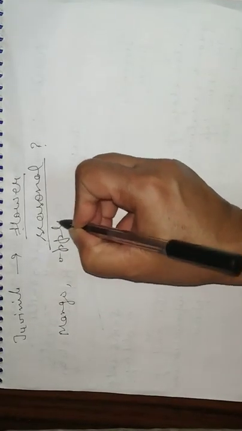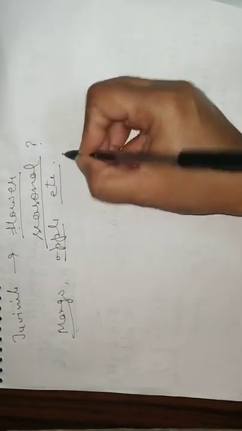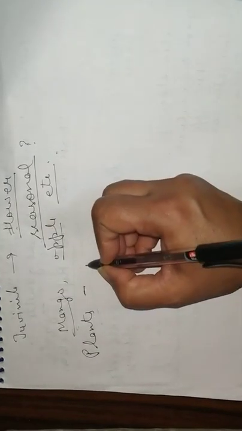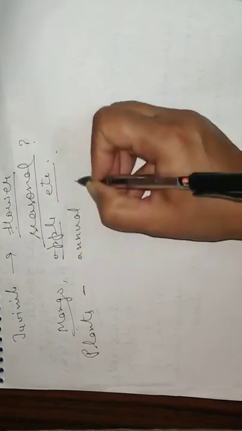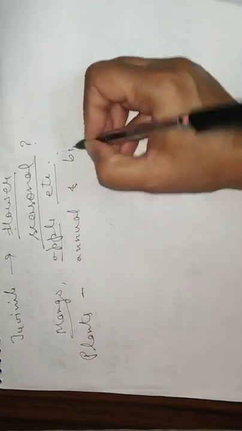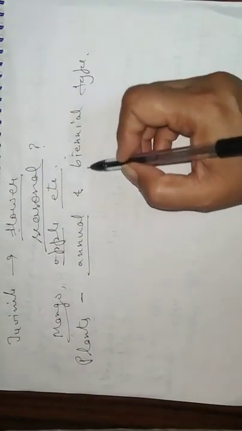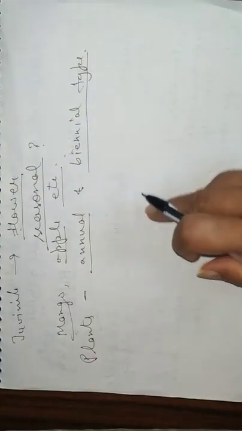Just like that, the availability of fruits, like mango, apple, etc., comes in a special season. And now we know plants are annual and biennial type. In these plants, we can easily distinguish the juvenile phase or reproductive phase.